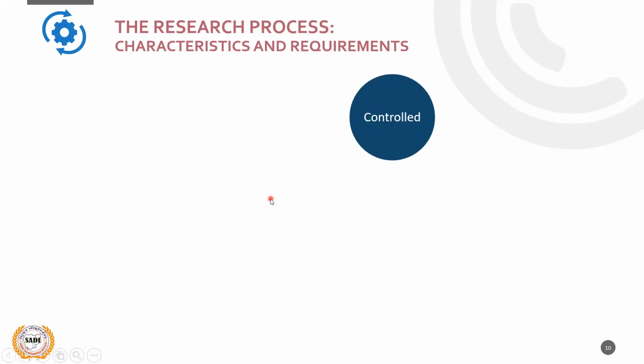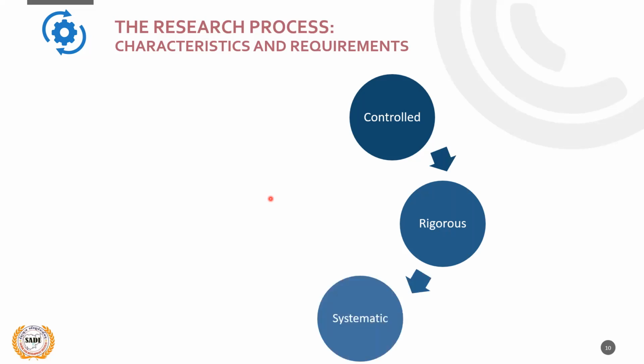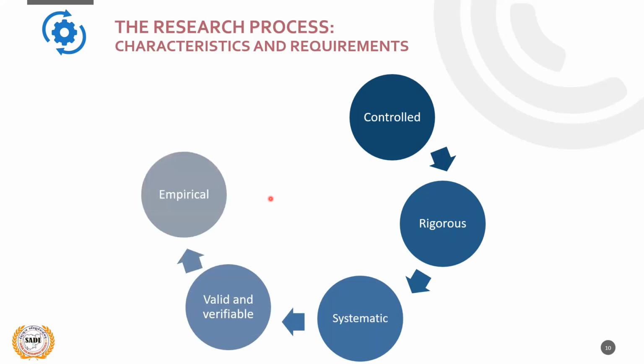Okay, so the characteristics and requirements of the research must be with 6 elements. Number 1 is control. Second is rigorous. Third, systematic. Fourth is valid. Fifth is empirical. And the last one is critical. All of these are the characteristics of the research.